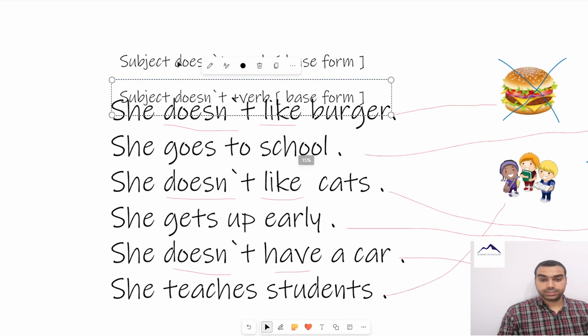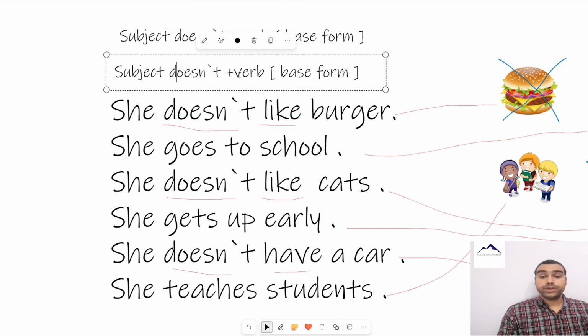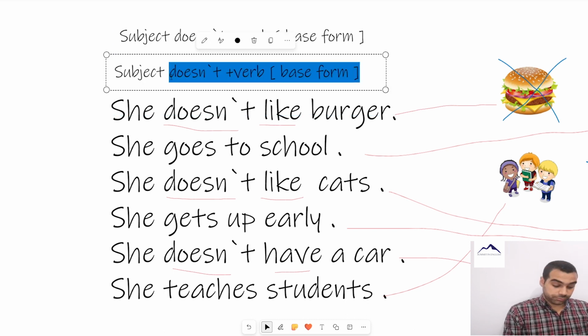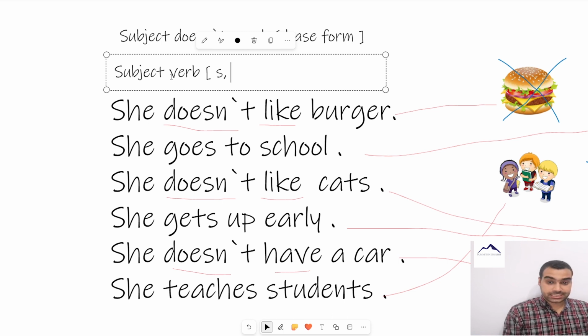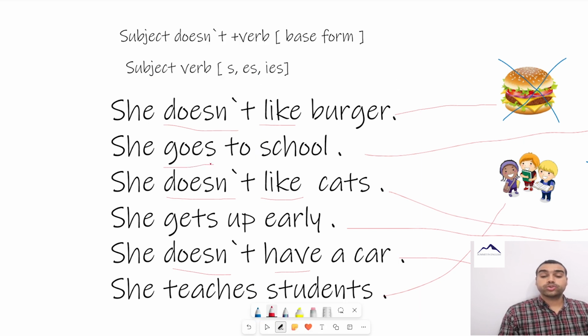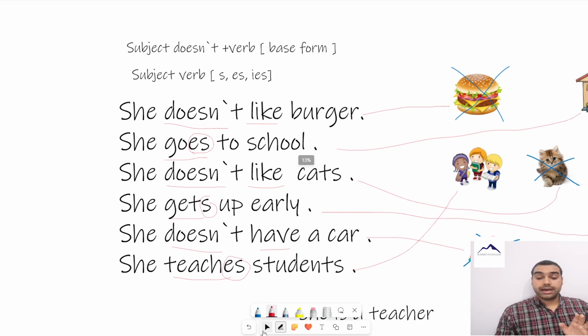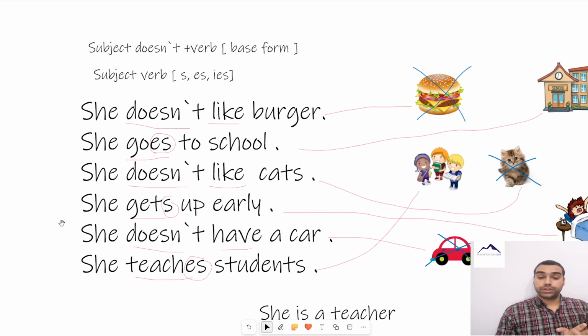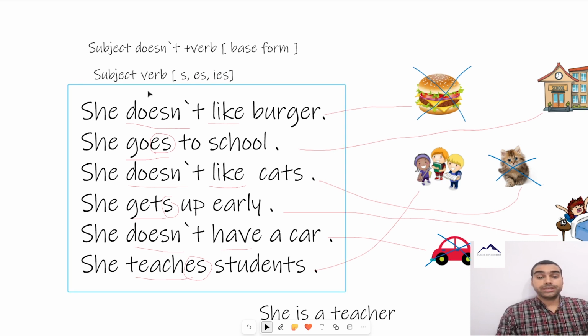I guess it's better. So we use the subject plus verb and we add s, es, or ies to the verb, like that. Like here, she goes to school, we add es. She gets up early, we add s. She teaches students, we add es. Great. So, to form affirmative sentences for the present simple, third person singular, we add s, es, or ies.